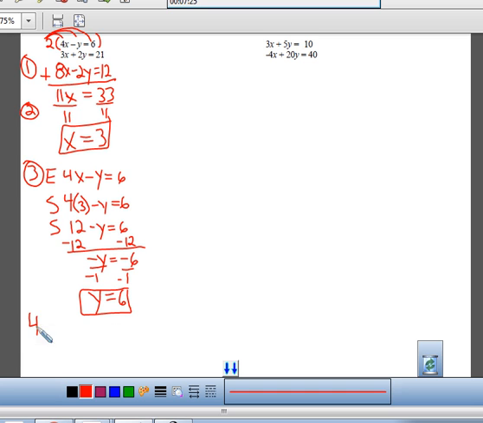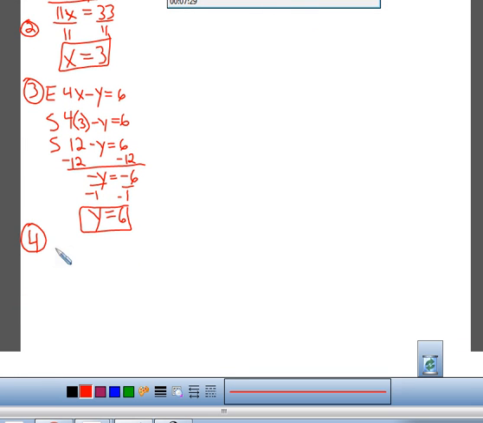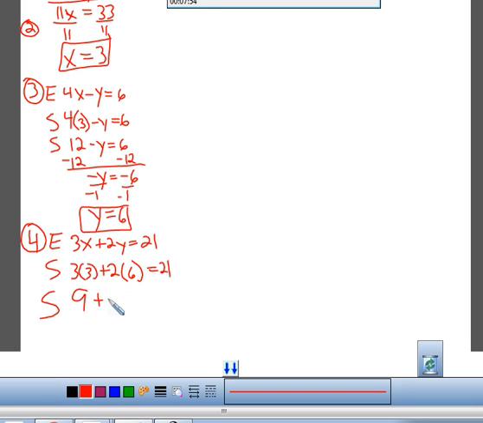Step 4, remember, I'm going to scooch this up, is always the check. When we check, use the other equation that you didn't use to find y. So the other equation in all of this is 3x plus 2y equals 21. Substitute your x value in, which is 3. Substitute your y value in, which is 6. 9 plus 12 equals 21. And that is true. 21 equals 21. So this checks. Almost done.